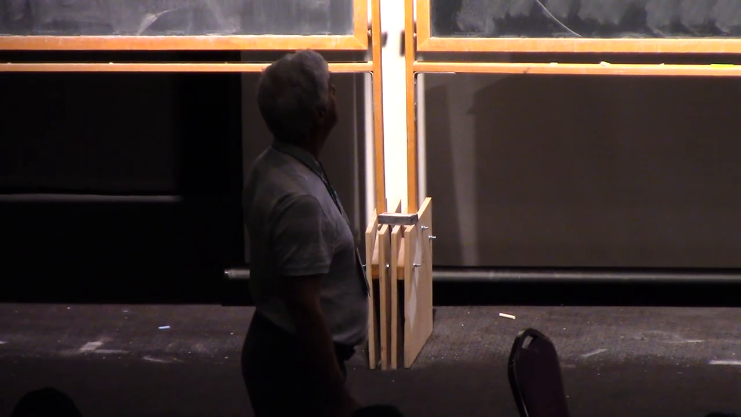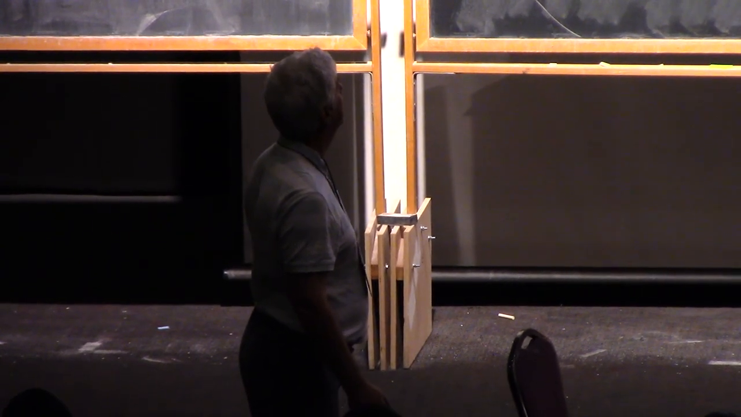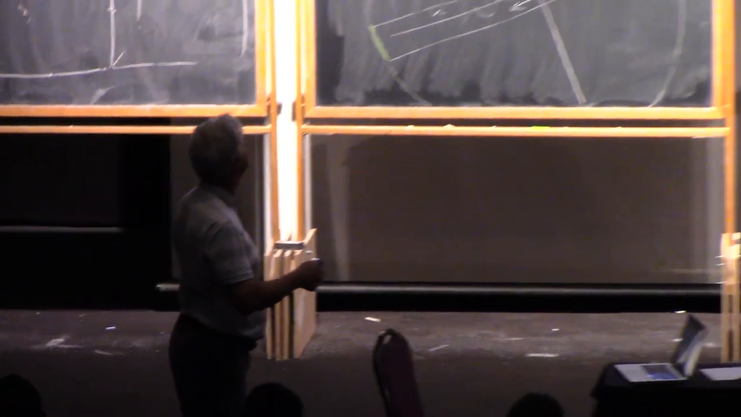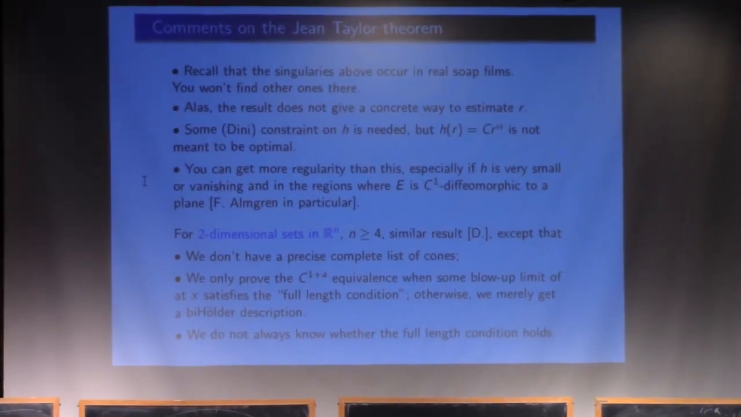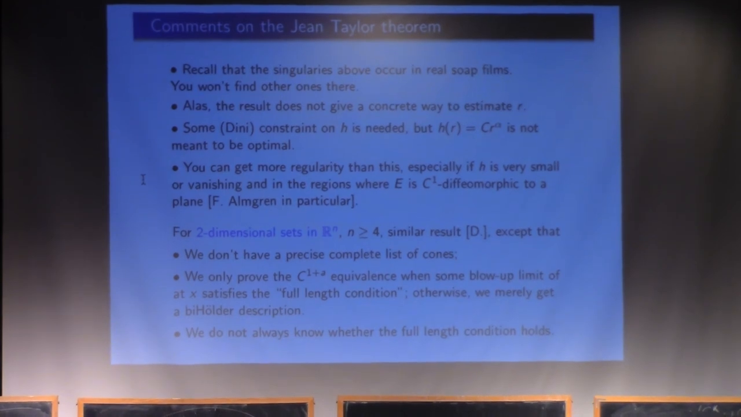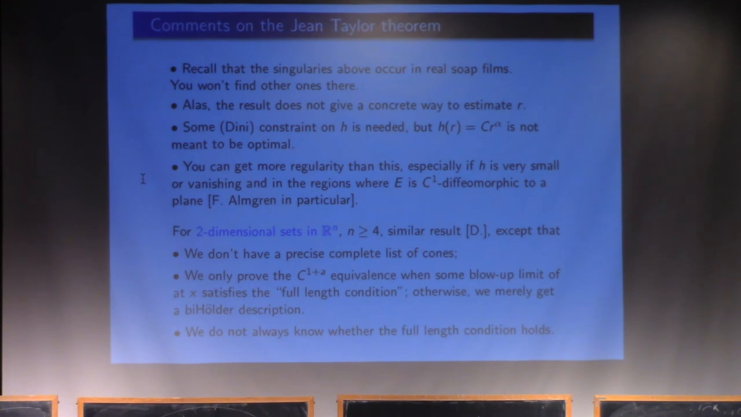There is an extension, okay. Yeah, so this is what I said here, right? But I don't want to insist so much on it. For two-dimensional sets in larger dimensions, what happens is the following. The first part of the theorem is still true, but there are two defects. First, the list of minimal cones in dimension 4 is not known. We know a few, but we don't know we know them all. That's a little bit of a drawback.